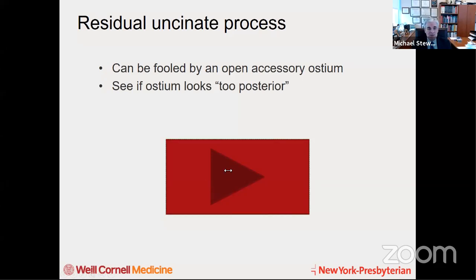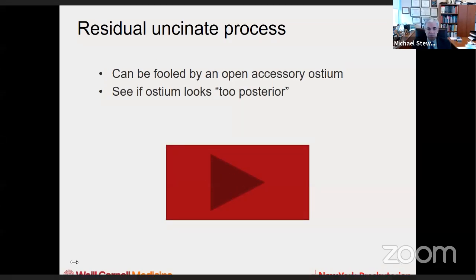But let me show you this image here. So this is a video. This is the right side of the nose. There's the middle turbinate. Going back in, there's the middle turbinate.